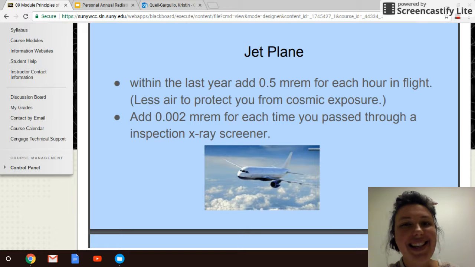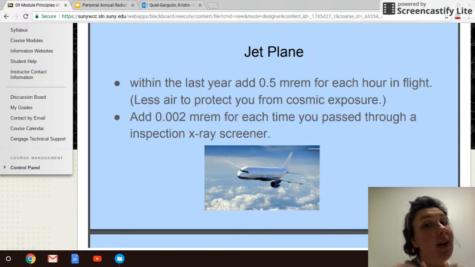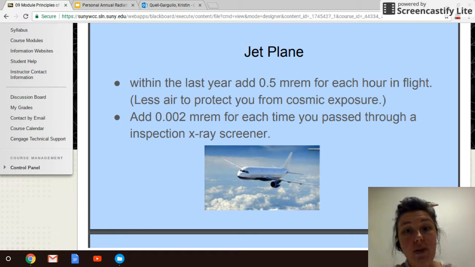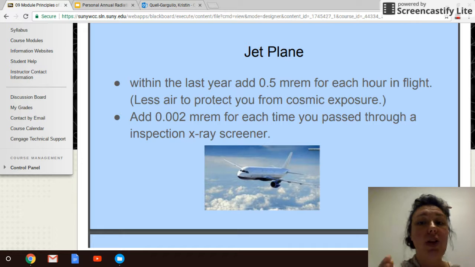Jet planes. This is once again one that's going to be variable based on students. When you are up in the plane, you are farther up in the atmosphere, therefore exposed to more cosmic radiation. So even in that duration of time, you're going to give yourself a 0.5 on your mrem for each hour of flight. So if you're on a 2-hour flight, you're going to give yourself 1 mrem. If you are on an 8-hour flight, you're going to give yourself a set of 4 mrem, right? You're going to just add up your mrem on your flight times.